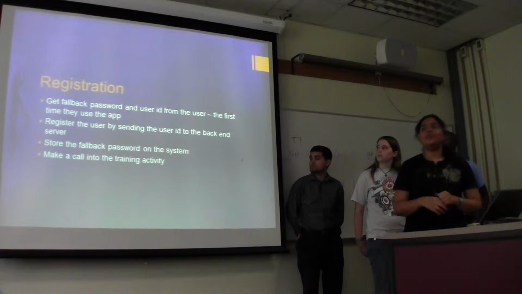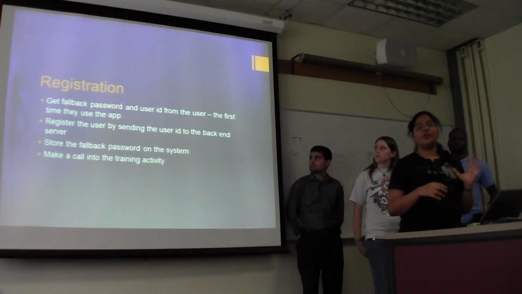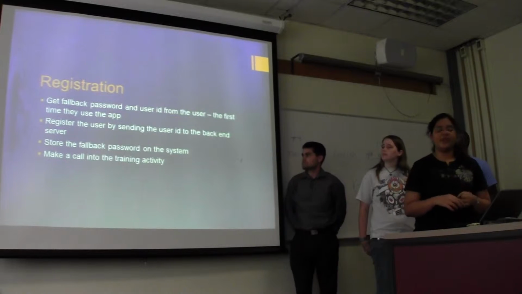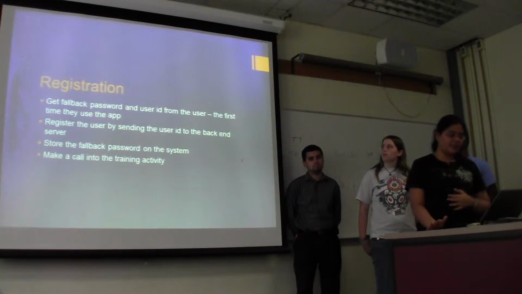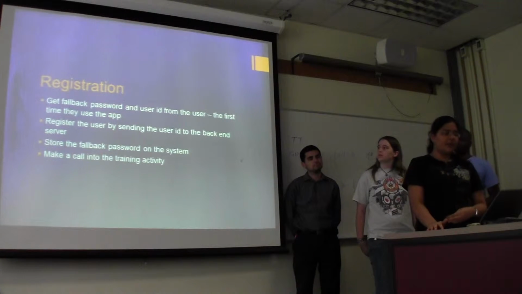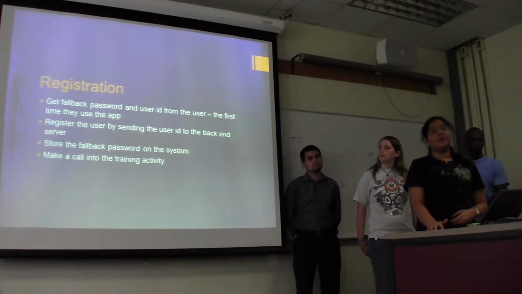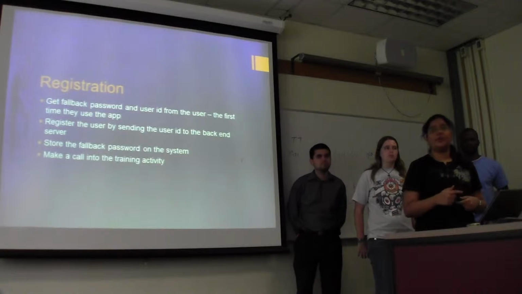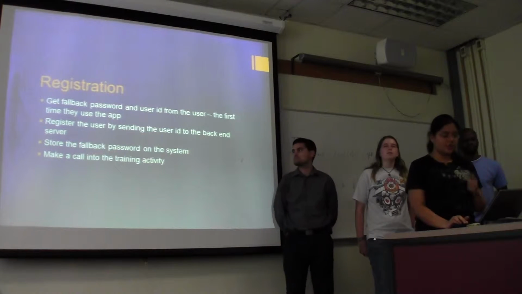Registration is a simple registration screen. You just have to provide your user ID and a fallback password when you're registering for the first time, and then you use the fallback password if something goes wrong. I mean, you're attempting to get into it, but you're not able to. Then that's when you use the fallback password. It's already stored on the server.